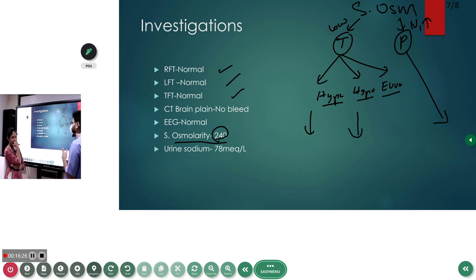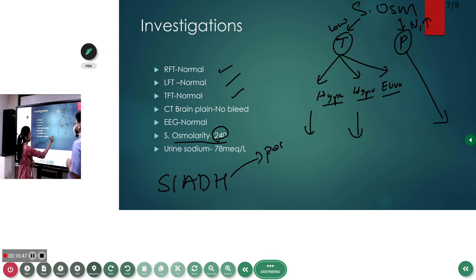What did you treat her? We started the patient initially on 3% saline. The initial sodium was 106, and after 6 hours we again tested the sodium, but it came out to be 108 only. At that time we did the serum osmolality, urine sodium, and urine osmolality. So our diagnosis was more in favor of SIADH. We told this patient is having SIADH.